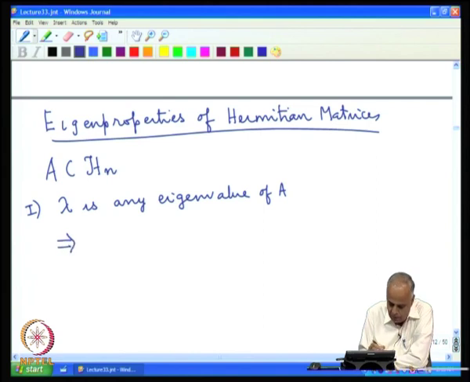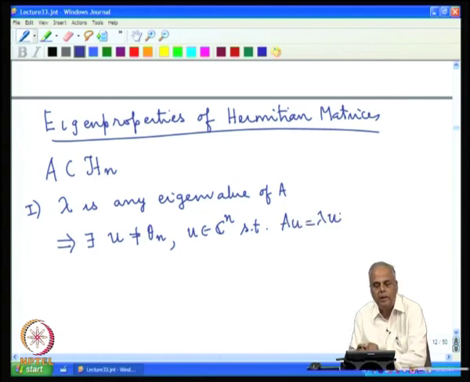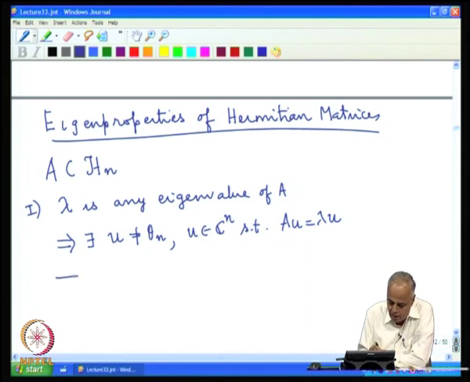So, this implies there exists a vector u not equal to theta n, u belonging to C n, such that A u equal to lambda u. That is what is meant by saying that lambda is an eigenvalue. This equation A u equal to lambda u, u is a non-trivial solution for this system. It always must exist if lambda has to be an eigenvalue.